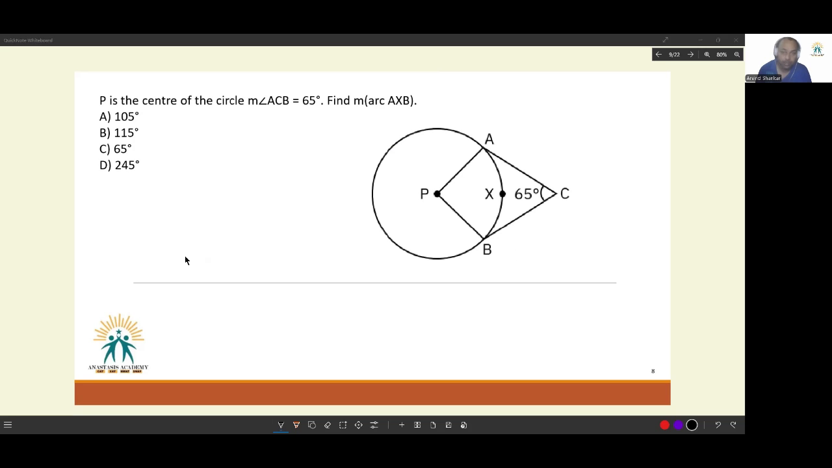Next question. If P is the center of the circle and angle ACB is 65 degree, find the measure of arc AXB. This is essentially, remember, they are asking for this angle. We can happily see that because this is a tangent, this will be 90 degree, this will be 90 degree, and this is a quadrilateral. APBC is a quadrilateral. So all of the angles should add up to give us 360 degree. These two add up to 180. This is 65. So this angle here has to be 115 degree. Or option B is the answer.